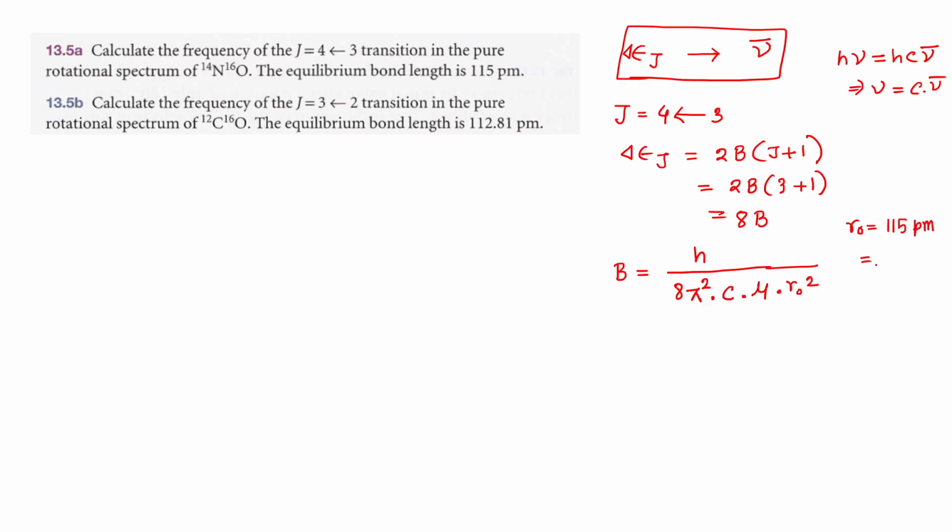So your bond length is given, that is 150 picometer. One picometer is how many meters? 10 to the power minus 12. So by doing this, these are actually very easy numericals.